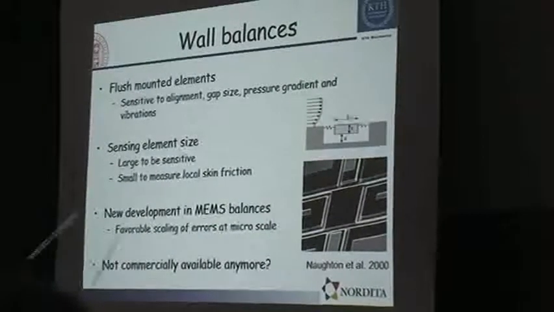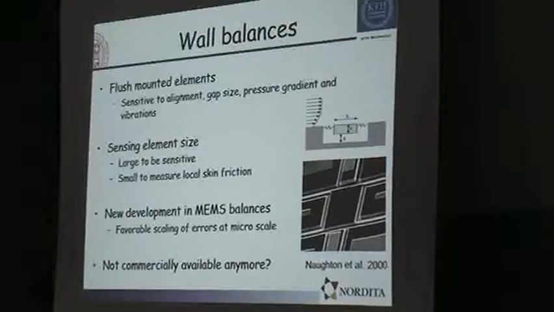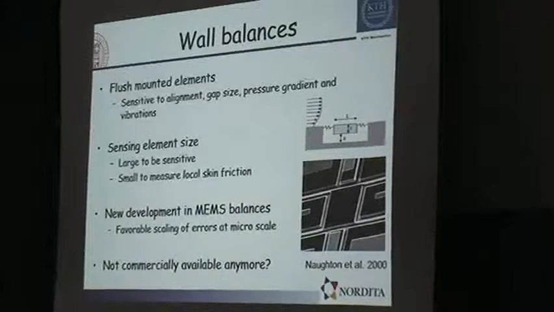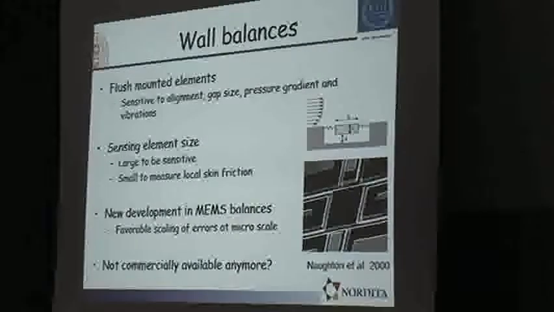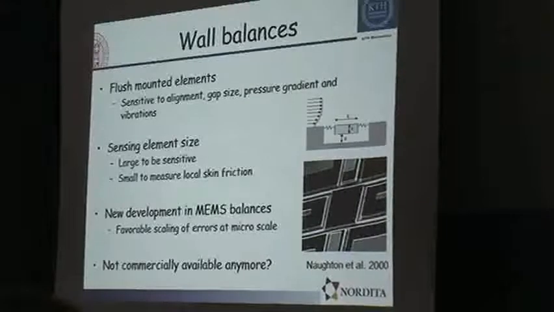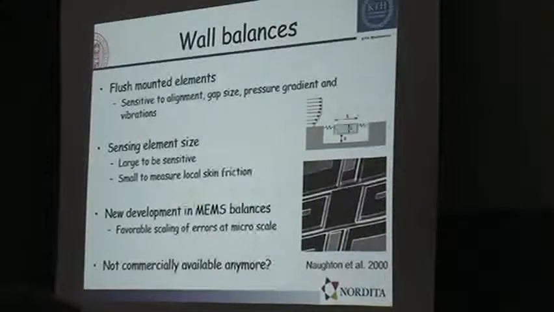On one hand, you want to have very large elements to have the maximum force, and on the other hand, you want to have it as small as possible to measure a local quantity, especially if you have pressure gradient. Now, these balances have been used or are used, for example, as we have seen this morning in the presentation of Beverly for other measurements. They are less and less used in wind tunnels.